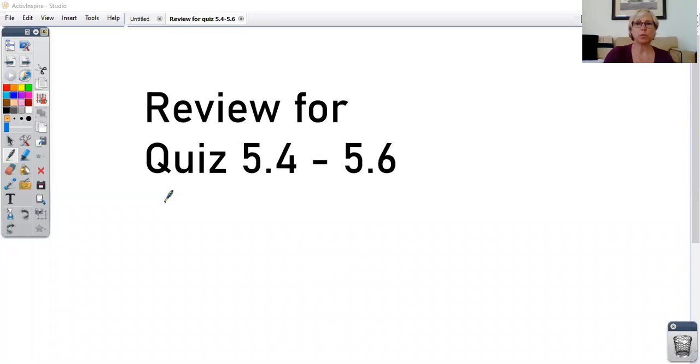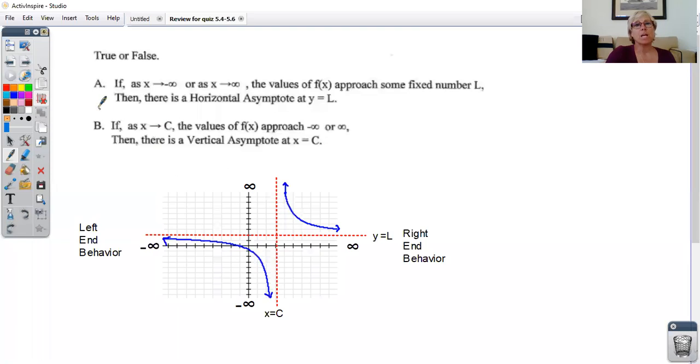Hi there. A few of you have asked me to go over the quiz 5.4 through 5.6. So I'm going to do a little review. They're going to ask a lot of true and false questions. So they're saying as x approaches negative infinity or as x approaches positive infinity.